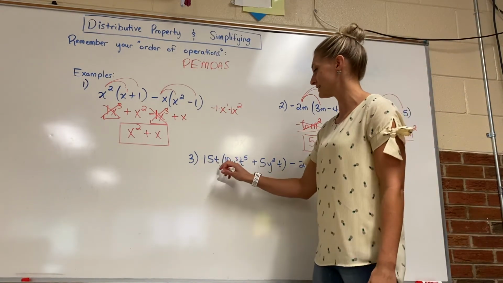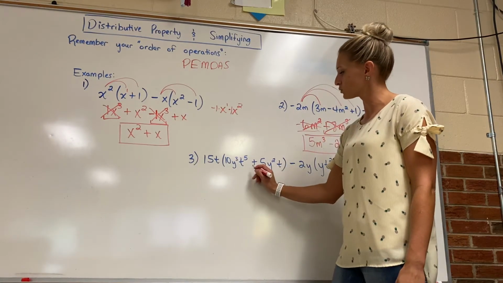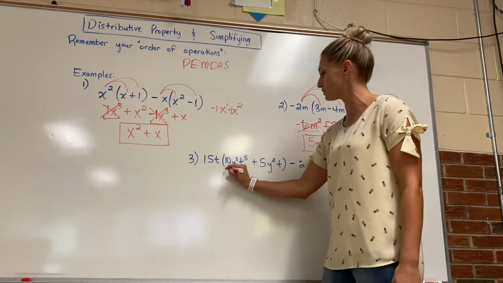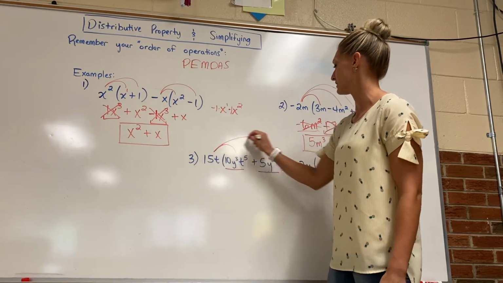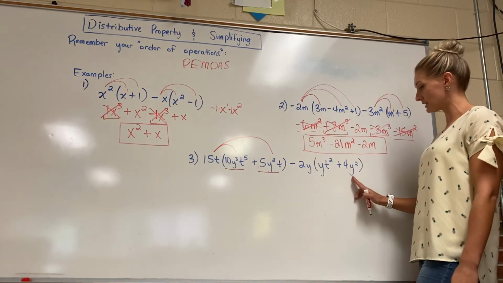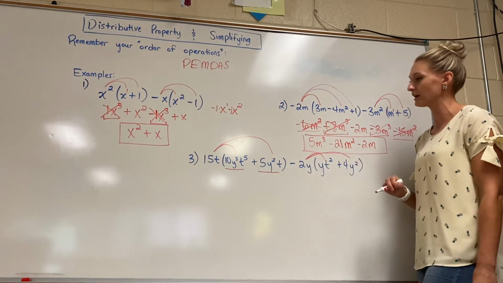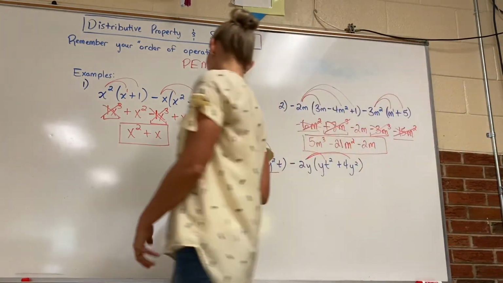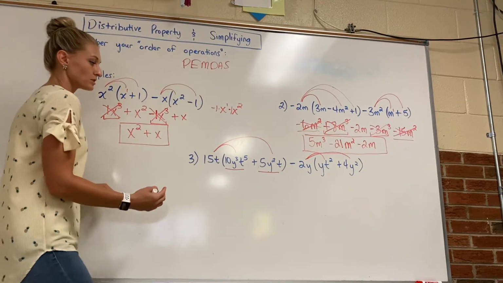We've got the 15t times this whole parentheses, and there's just one plus sign, so that means we just have two terms. So we've got that term and that term. So we're going to distribute that to each term. And then we have negative 2y times this, and there's just two terms there too. So I'm going to distribute that, okay? This one might be one where it'll be helpful to go to the side, at least to begin with, to kind of see what's going on.